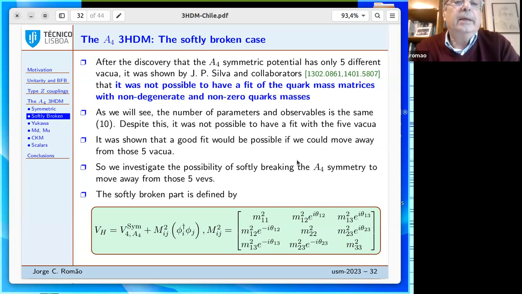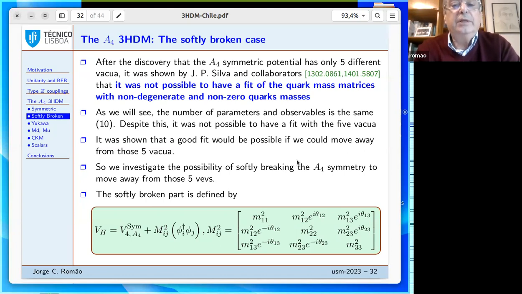And this might appear as a surprise for some people, because the number of parameters in the observables is exactly the same. But despite having as many parameters as observables, due to the structure of A4, it was not possible to have a fit. It was conjectured, and shown by us later, that a good fit could be possible if you could move away from those 5 vacua. And how could you move away from those? Well, just by moving away from the symmetric case.